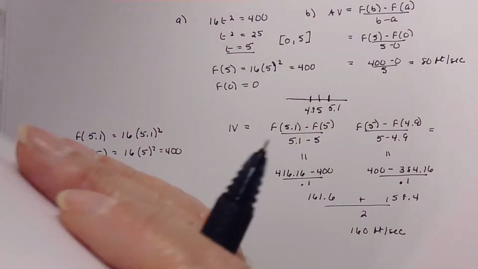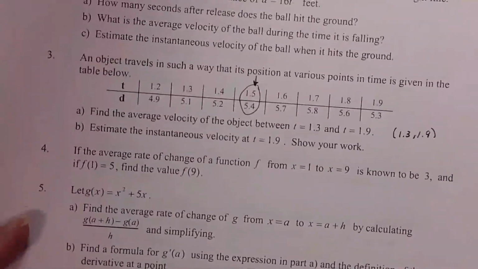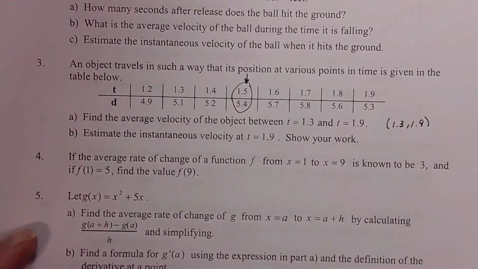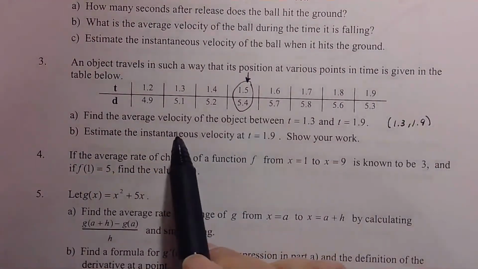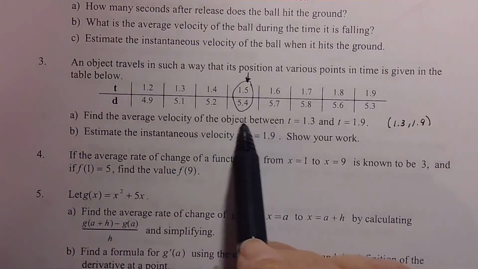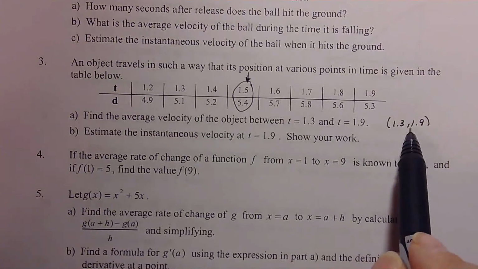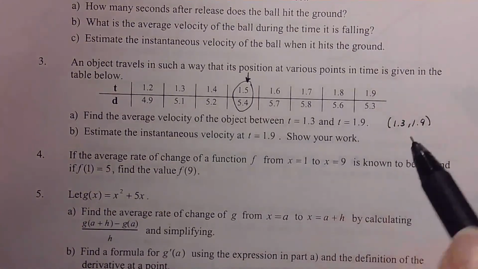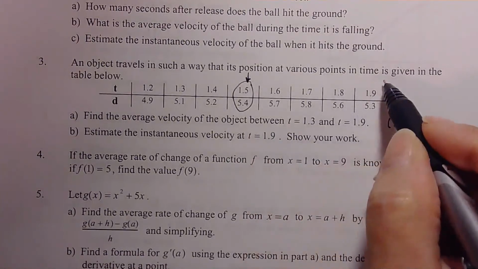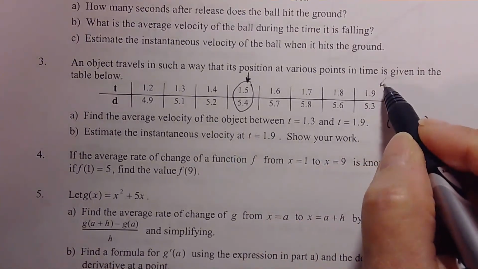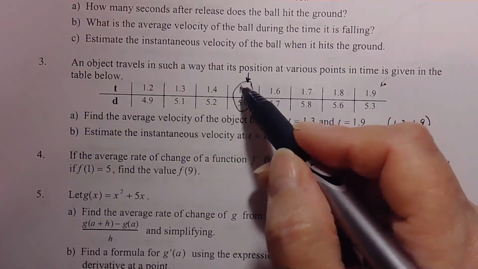In the table, the next one, number 3. Again, I mentioned this in class. He wanted you to find the average velocity between 1.3 and 1.9, so that's your interval, okay? Part B was the issue because he said, estimate the instantaneous velocity at the end point here, all right? So that's what I had done in class, but this is the point where he was curious about.